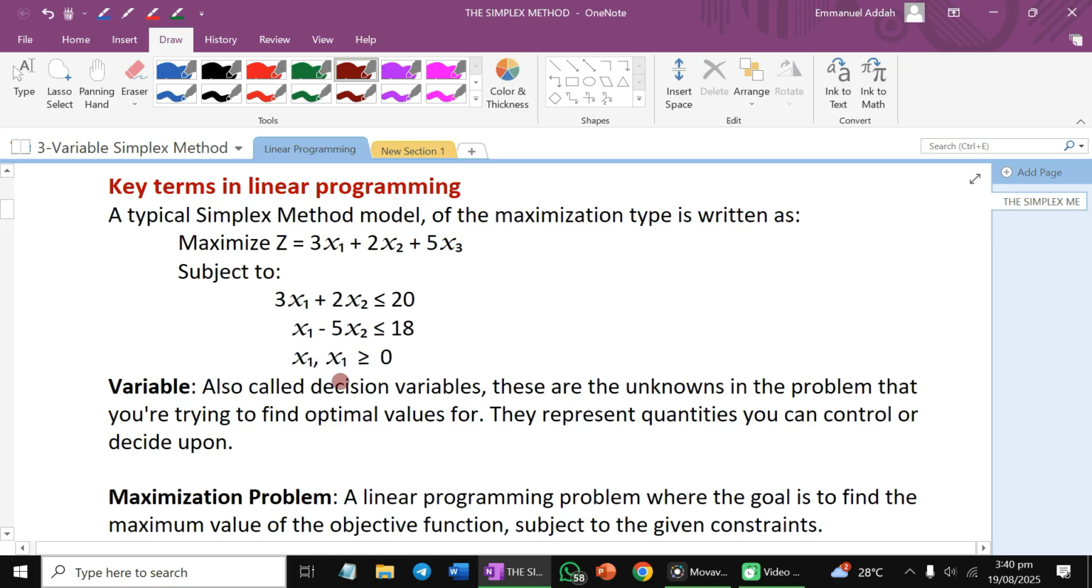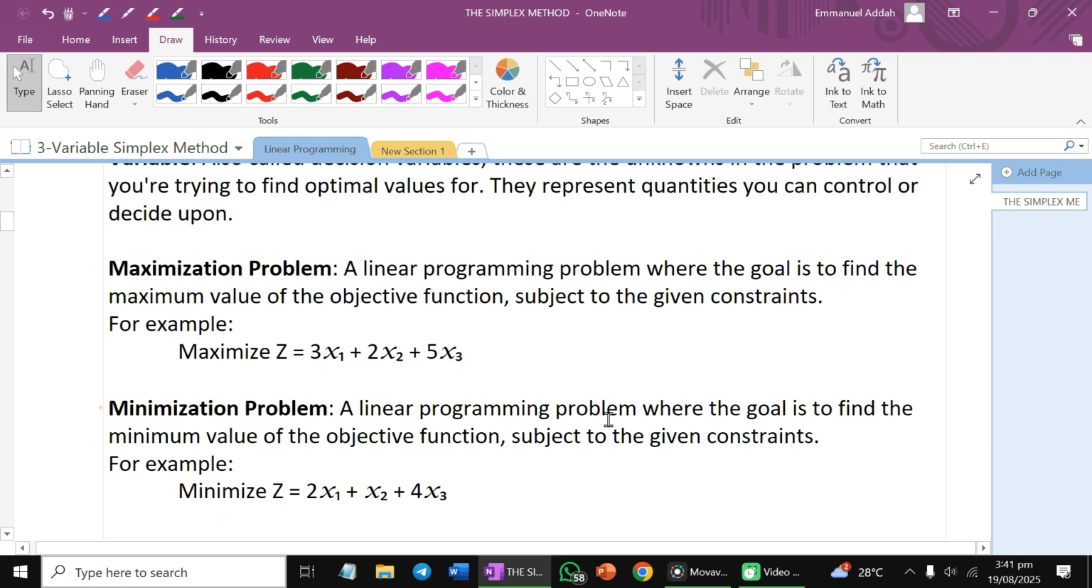So let us explain. Here we're talking about a variable. A variable is also called a decision variable. These variables are letters that represent your decisions, that's why we call them decision variables. They are unknowns in the problem that you are trying to find optimal values for. They represent quantities you can control or decide upon. That's a decision variable.